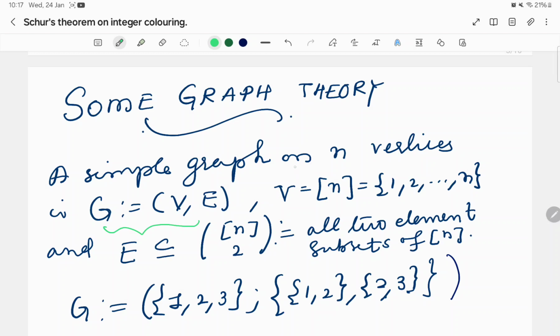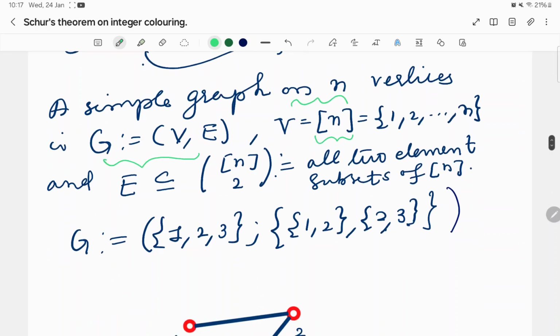For the time being, let us choose the vertices as 1 to n, 1, 2, 3 up to n, denoted by box n in this context. Now edges are subsets of box n choose 2, which is a notation meaning all 2-element subsets of box n. Normally if x is a set, I denote by x choose 2 the 2-element subsets of x. So edges are subsets of the 2-element subsets of the vertex set.